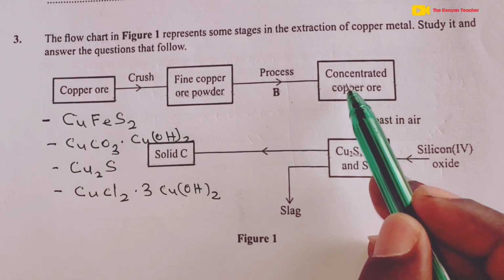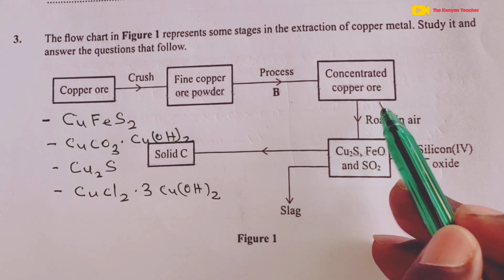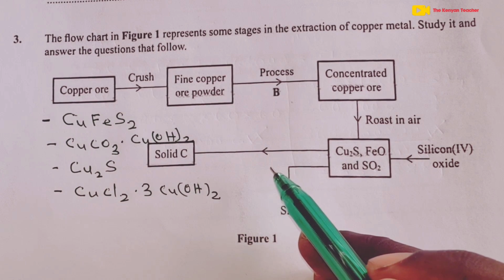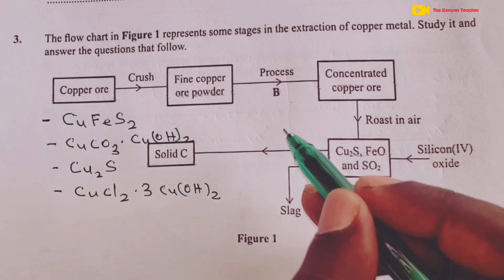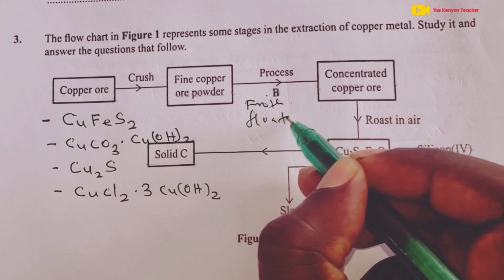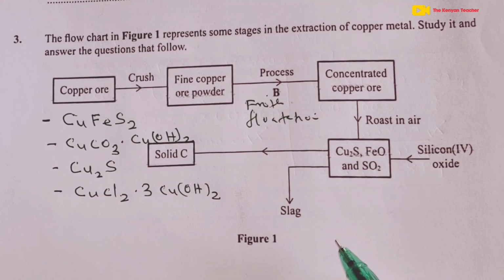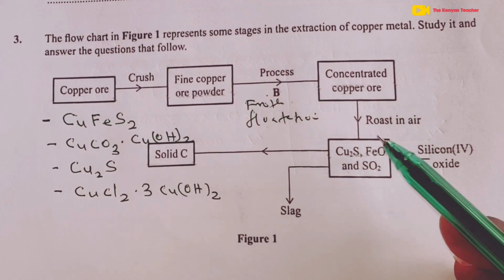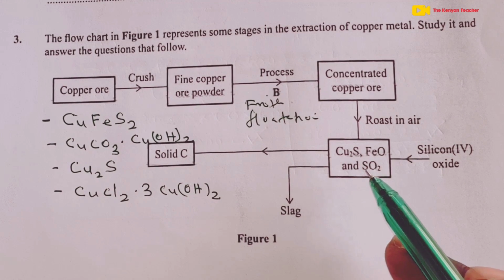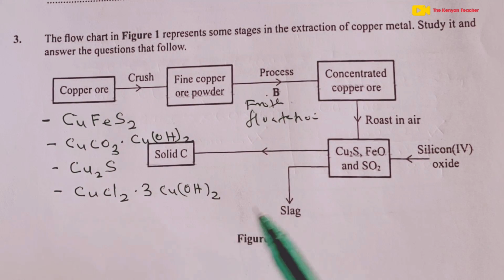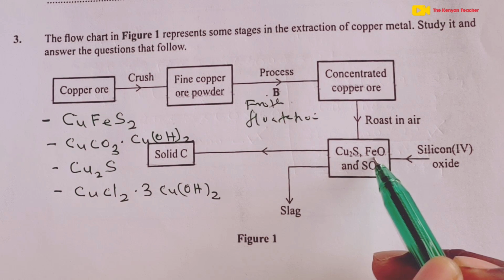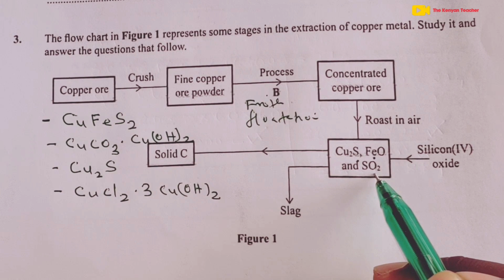Process B is now giving us a concentrated copper ore, which means process B helps in removing much of the unwanted materials in the ore. According to our discussions in class, this process must be froth flotation. From there, we roast our ore into air, and this is where we have a hint on which ore we used. We get copper 1 sulfide after roasting the ore, iron 2 oxide as well, and sulfur 4 oxide.